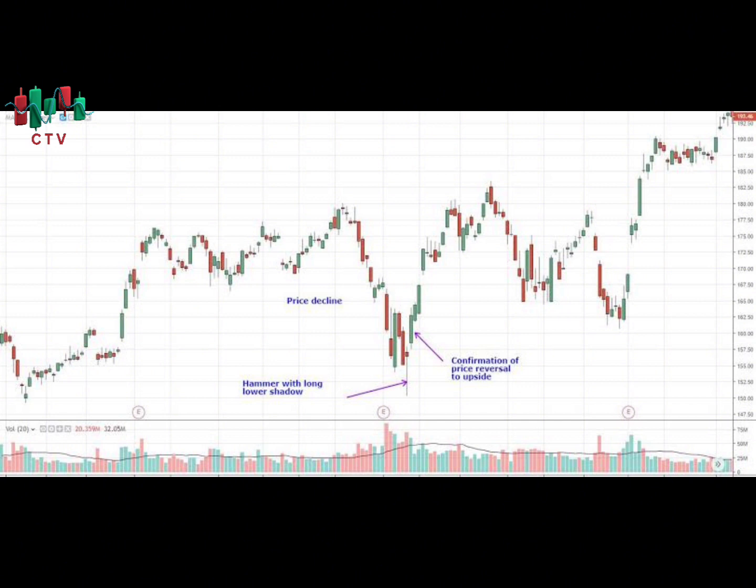Position within a trend. For the pattern to be considered a hammer, it must form after a downtrend. If the same shape appears after an uptrend, it's called a hanging man, and it can be bearish.